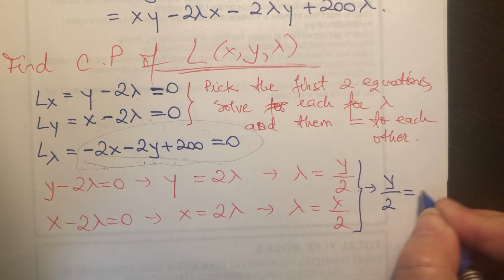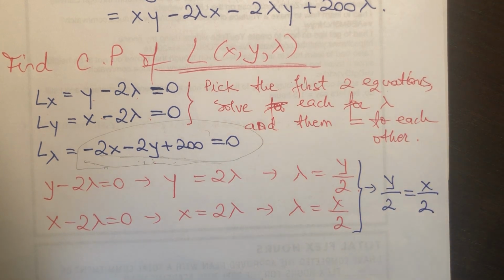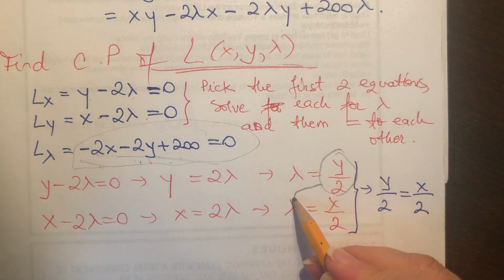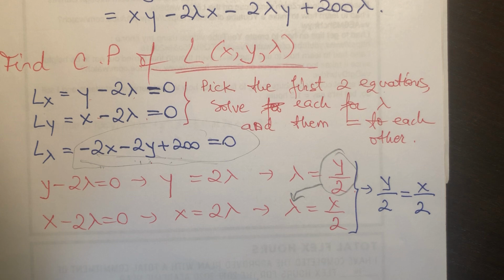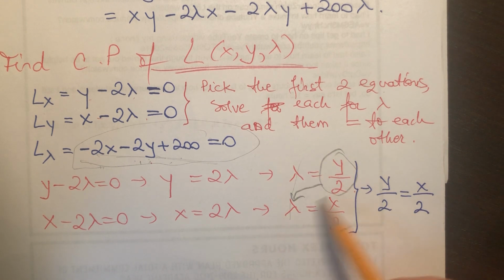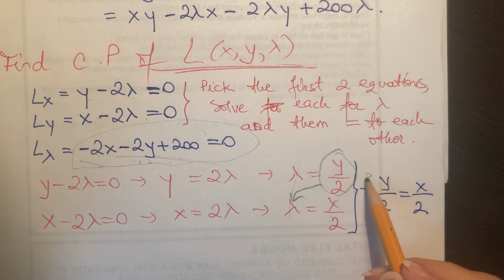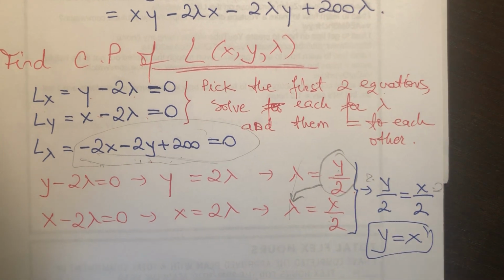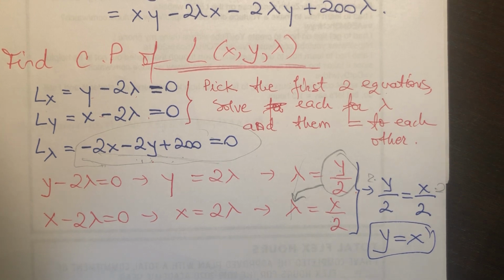Since both these expressions are equal to lambda, they must equal each other. Basically, take this y over 2 and plug it into the equation for lambda, eliminating the lambda out of both of them. Now this is pretty easy, because if I multiply both sides by 2, this reduces down to y must equal x. So out of the first 2 equations, I eliminated lambda and created an equation in x and y.